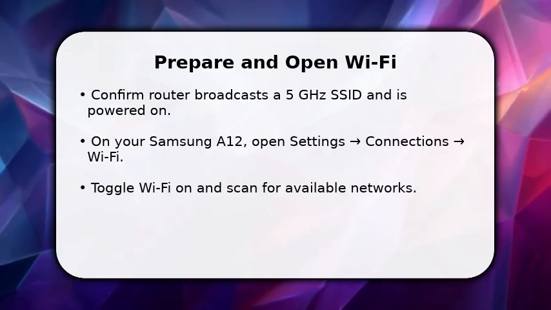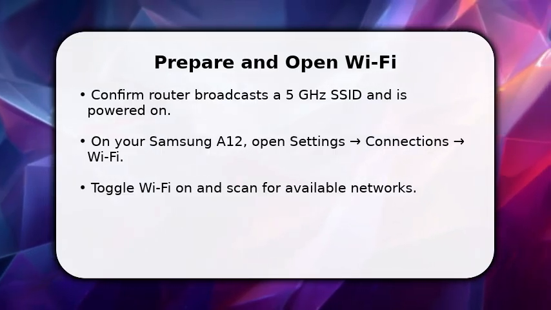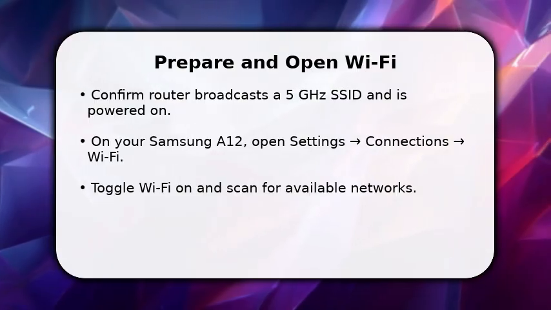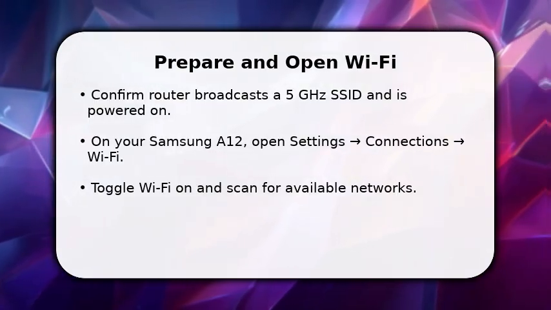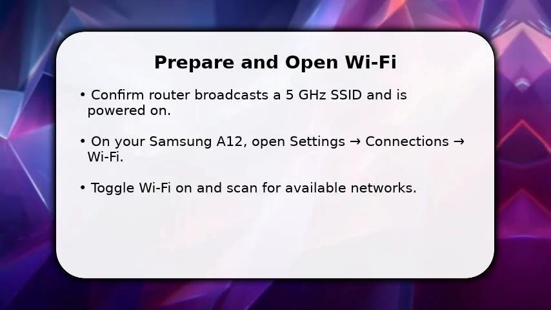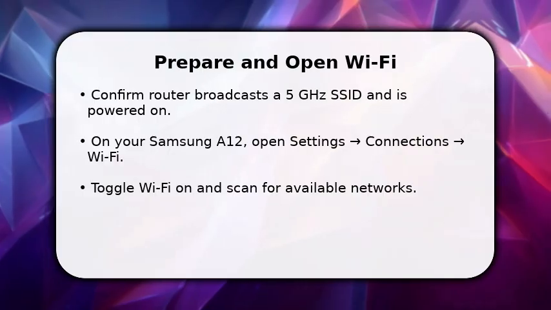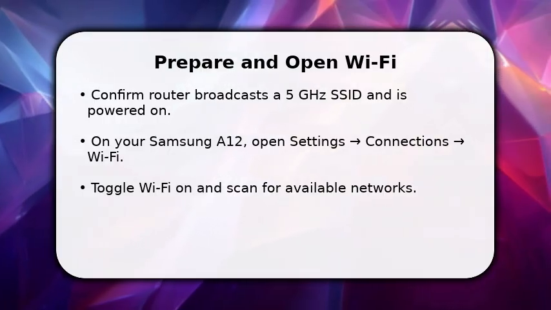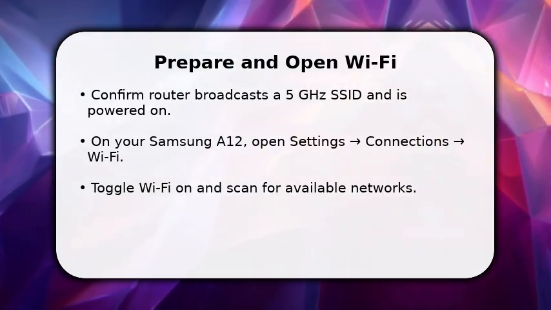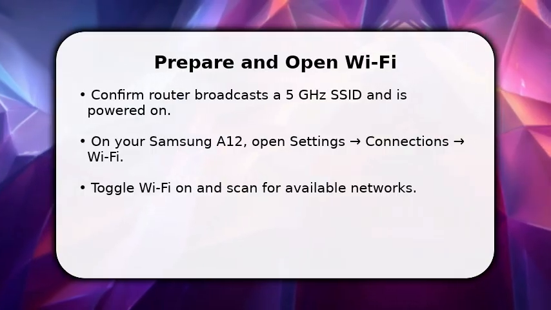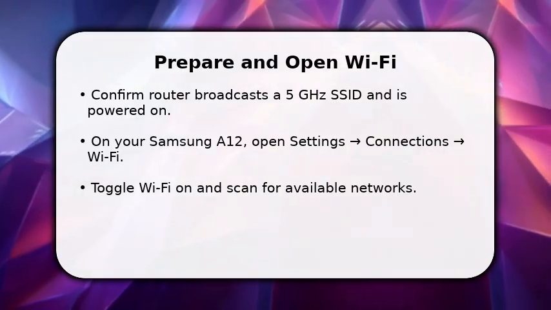Enjoy the video. You start by confirming the router is broadcasting a 5 GHz Wi-Fi network. This is a different band than 4 GHz, so it appears as a separate SSID. Once done, unlock your Samsung A12 and open Settings, then tap Connections and Wi-Fi. Make sure Wi-Fi is toggled on so the phone scans nearby networks.